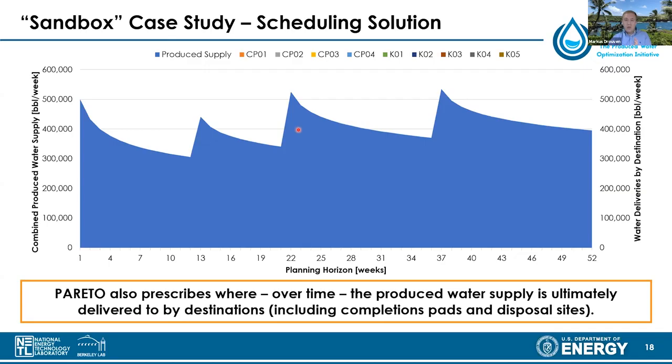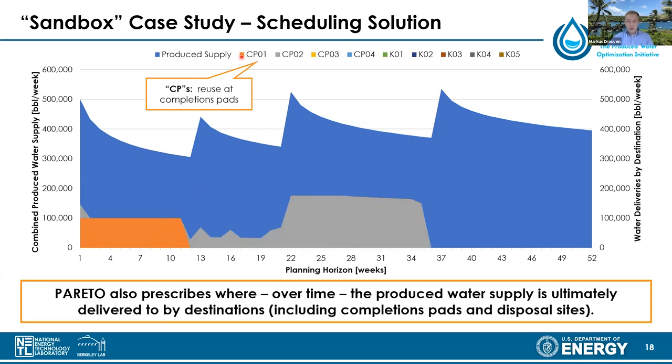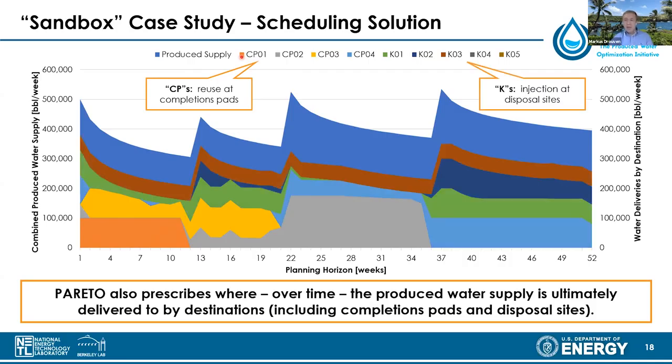So as I blend in the solution, what we can interpret here is Pareto's telling us that between weeks 1 and 12, we should send about 100,000 barrels per week to a completion site. So an oil and gas development area where we can reuse with minimal treatment. Between weeks 22 and 36, it's saying we should send a little less than 200,000 barrels per week to another completion site. And so as I'm blending in the solution here, we're seeing that the program is telling us exactly where it wants to take water to at which point in time. And at the end of it all, every barrel of water is fully accounted for.